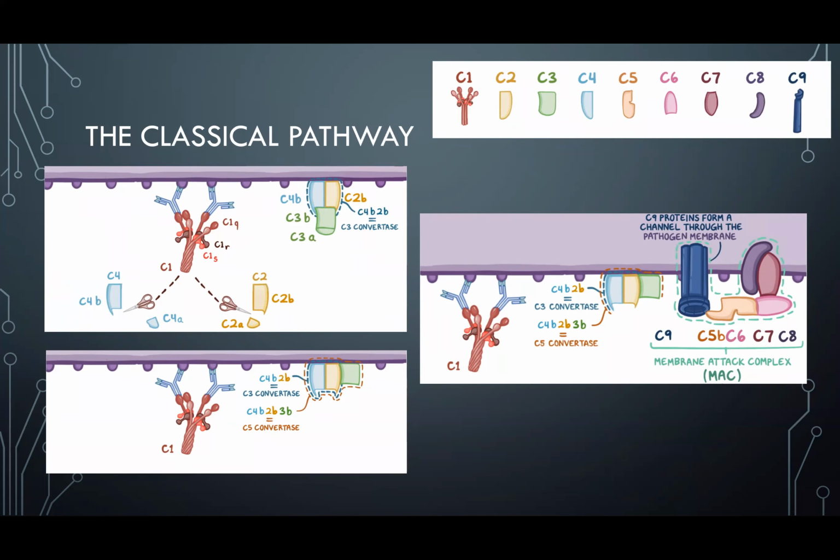C5b along with C6, C7, C8 penetrate the pathogen cell membrane through the channel created by C9. This structure is called MAC, or membrane attack complex, which destroys most gram-negative bacteria. Here on the screen, we've illustrated the classical pathway's main steps.